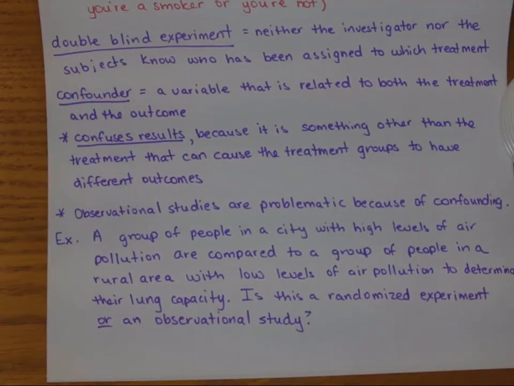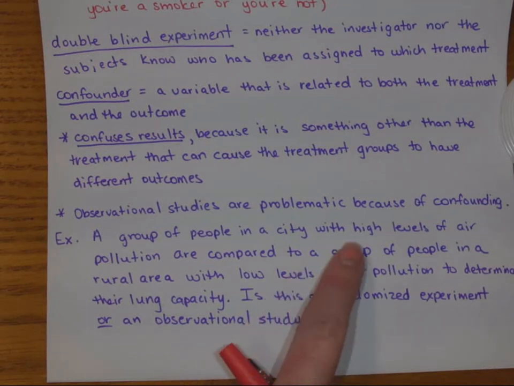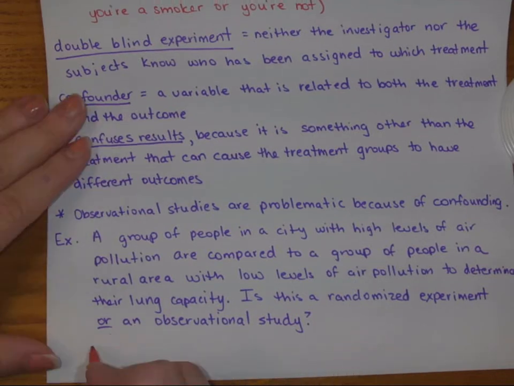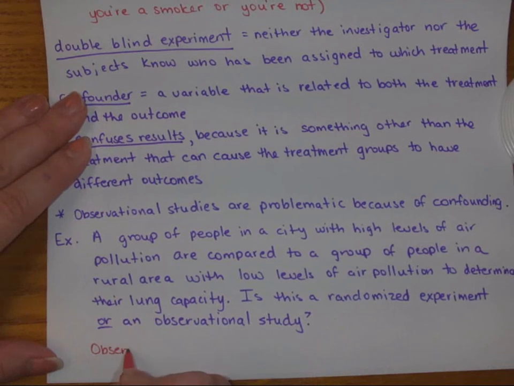Okay. In other words, can treatment groups be assigned, or are they just kind of already what they are and you just kind of have to accept that? So we're trying to compare people that live in the city with high levels of pollution to people that live in the country with low levels of pollution, right? So notice that we can't decide who we're going to make live in the country and who we're going to make live in the city, right? So this is definitely an observational study.